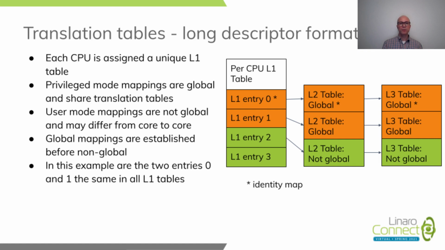The second level 1 entry, entry number 1, is used for the relocated privileged part of OP-TEE. These mappings are also global, since they are shared by all CPUs. The third entry is used for not global user mode mappings. This means that the first 2 entries in all the per CPU level 1 tables will have identical data. The third entry, entry number 2, will be changed as needed when different TAs are mapped on a particular CPU.